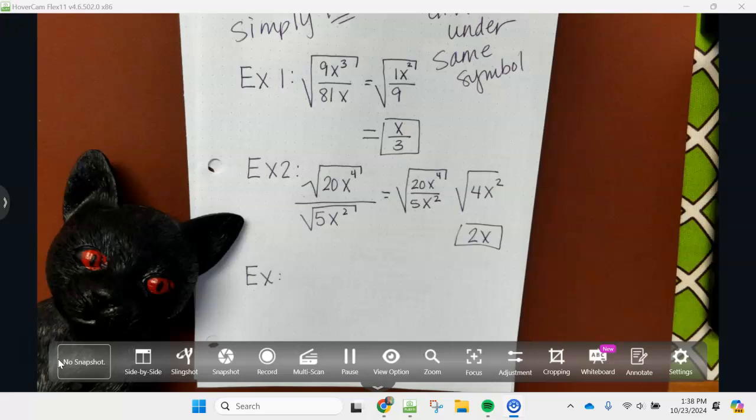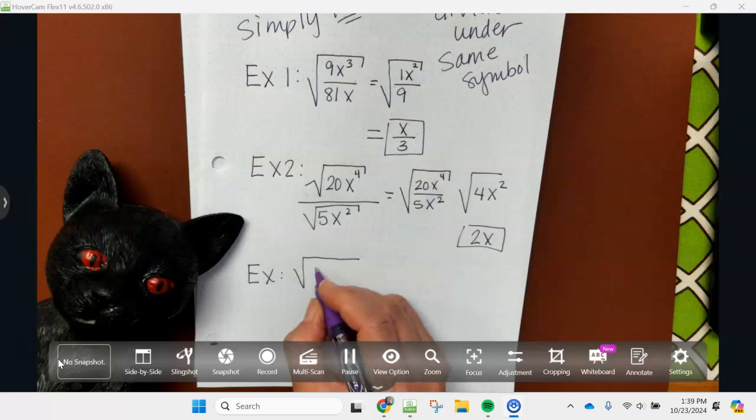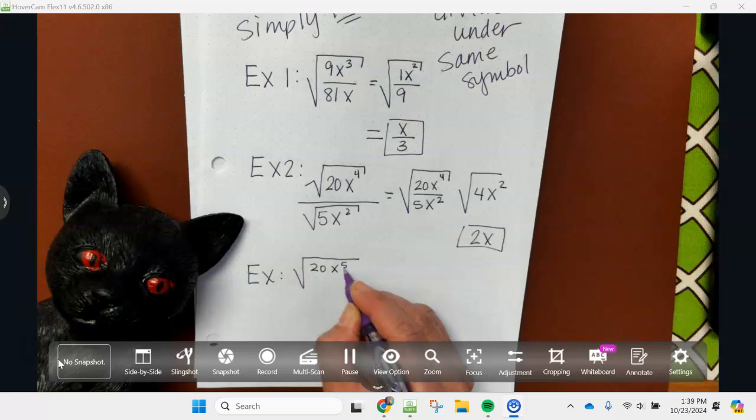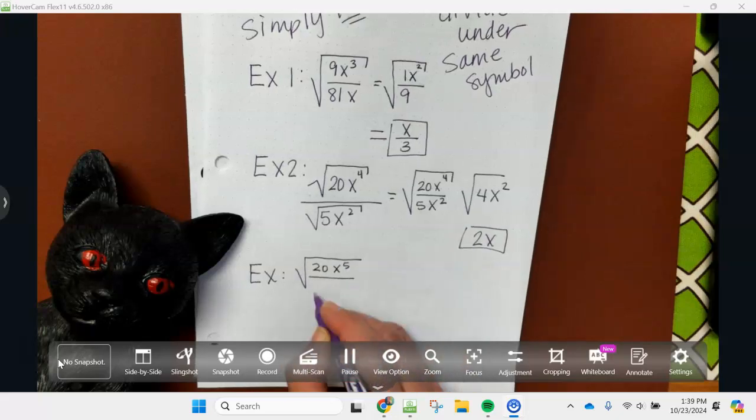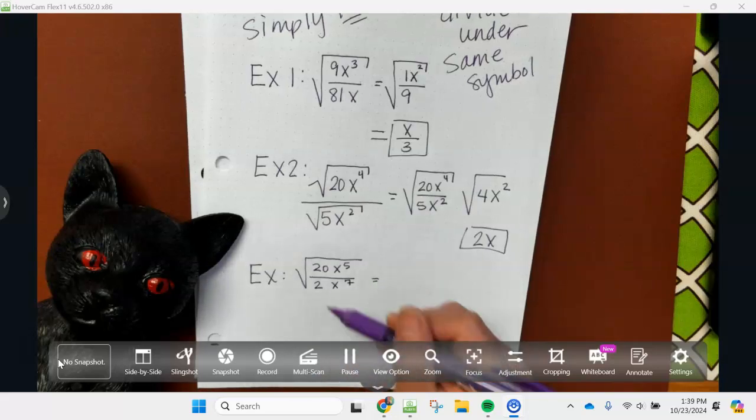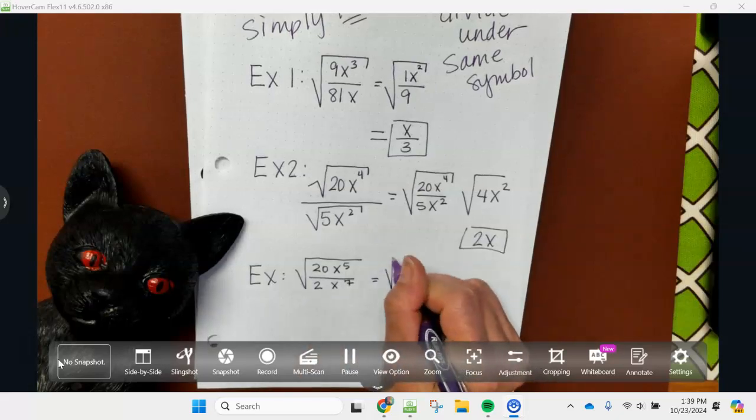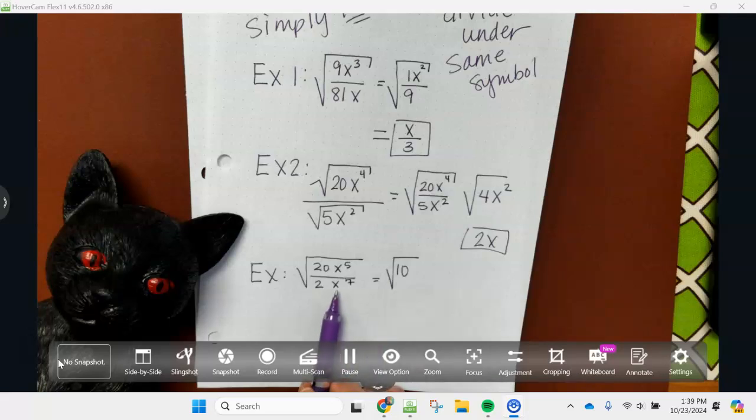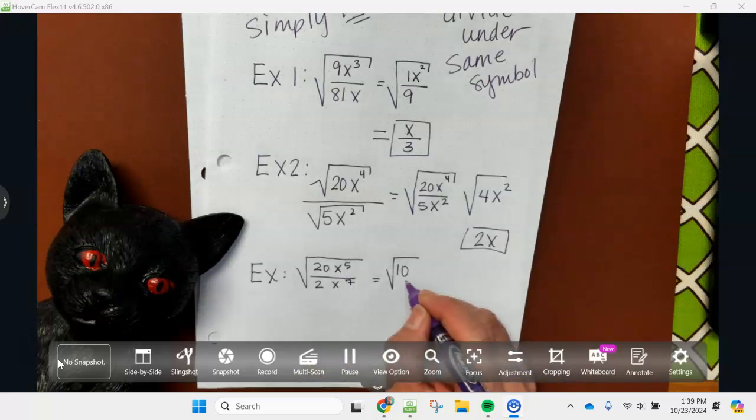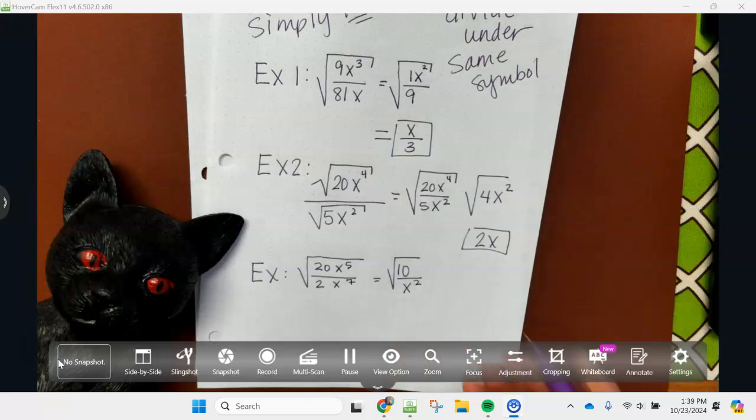One more. Let's take a look at this right here. Let's say instead it was 20x to the 5th over 2x to the 7th. So for this one, again, you would simplify first. 20 divided by 2 is going to be 10. So a 10 is going to be on top. And underneath, we had 7 x's, but 5 on the top canceled. So this would be x squared.